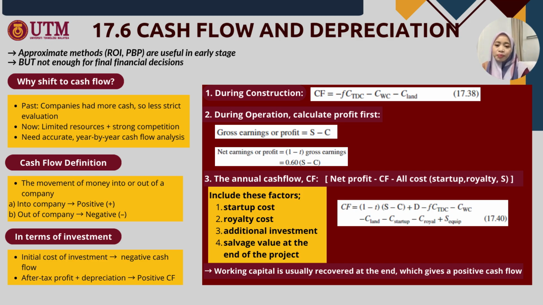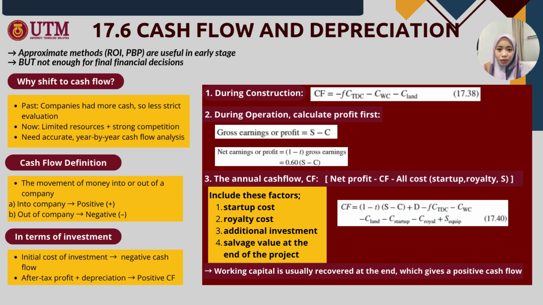What is cash flow? Cash flow is defined as the movement of the money into or out of the company. If the money comes into the company, it is a positive cash flow. If the money goes out, it is a negative cash flow. In terms of investments, the initial cost of investments is considered negative cash flow, while the after-tax profit plus depreciation is considered positive cash flow.